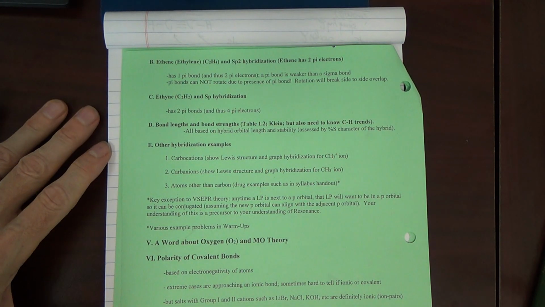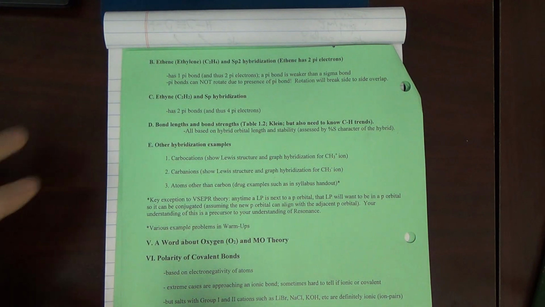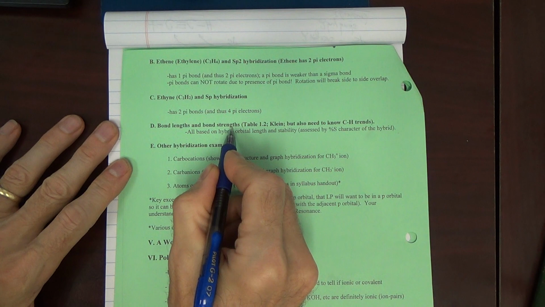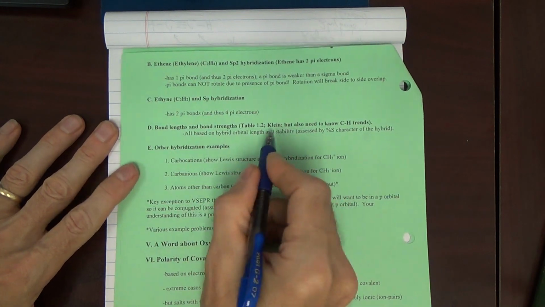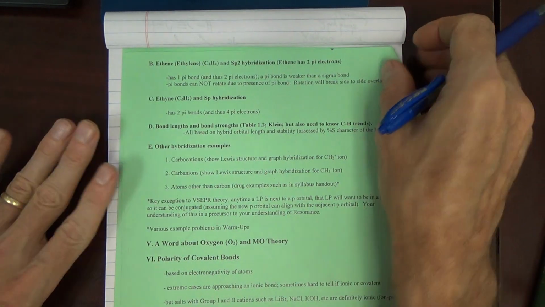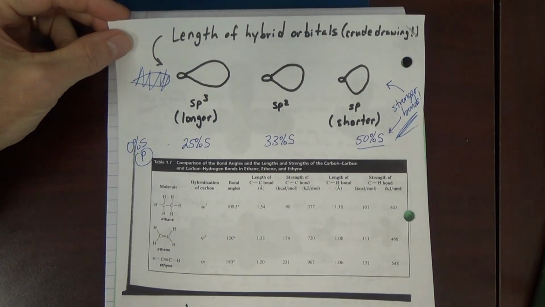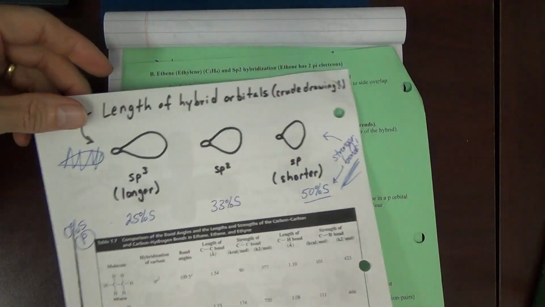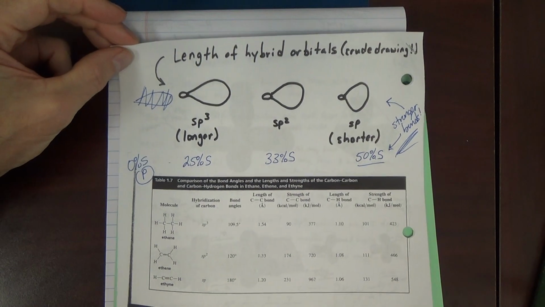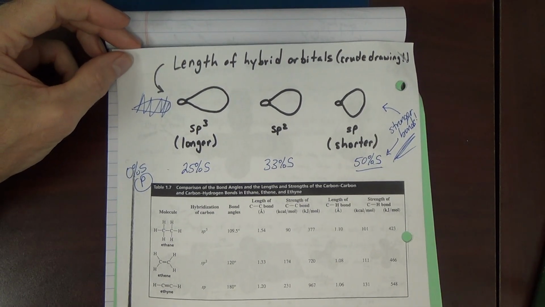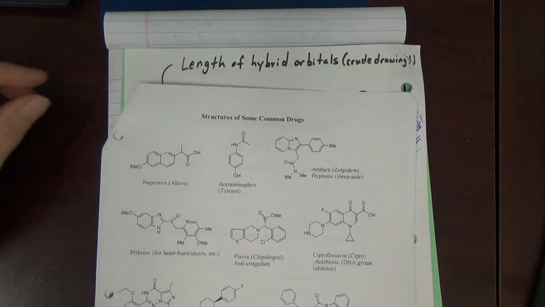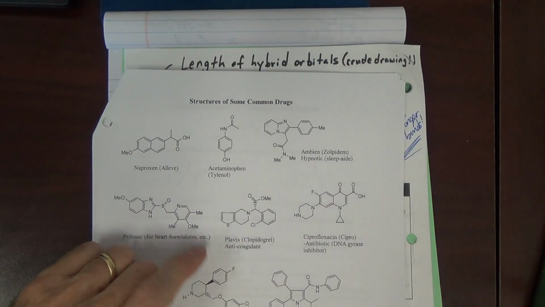Hi guys, let's continue our discussion of hybridization by picking up with bond lengths and bond strengths here in the outline. You can see your Klein textbook for this information, but I provide you with a table from another textbook. It's on the back of the functional group DUS warm-up. We were looking at it in the previous video. By the way, we'll also at some point during this video look at some structures of common drugs, which is in this syllabus handout.